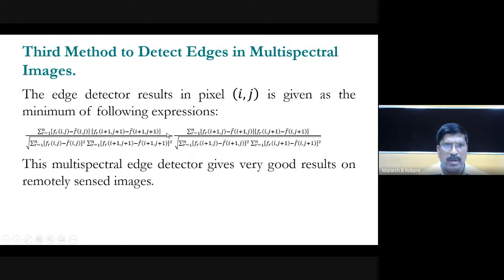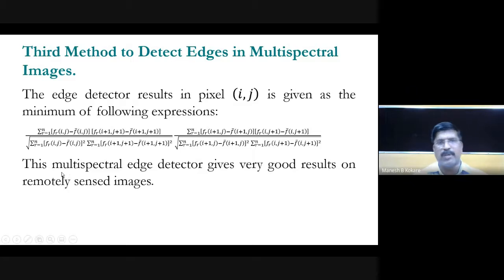So you are dividing, and you get this value, and you also get another one. Here it is f_r(i,j), here it is f_r(i+1,j). So you are considering the different pixels here, 2 by 2. And from these two values you are selecting the minimum. Whatever the minimum value you get, that will be the corresponding pixel value, and that will give you the edge value from all those r spectral components.